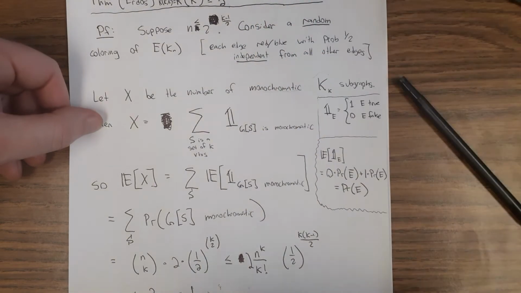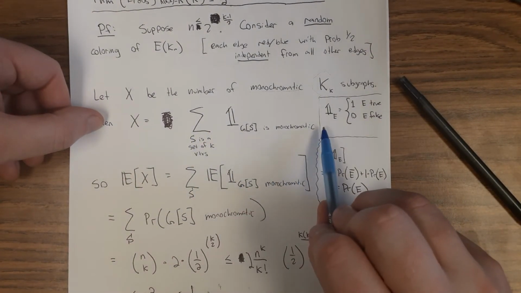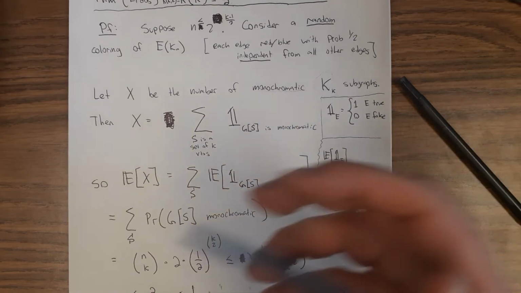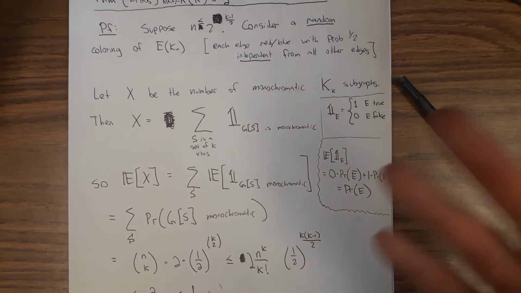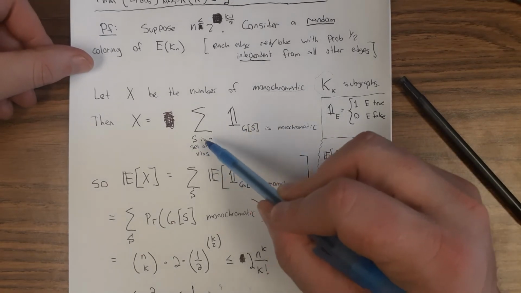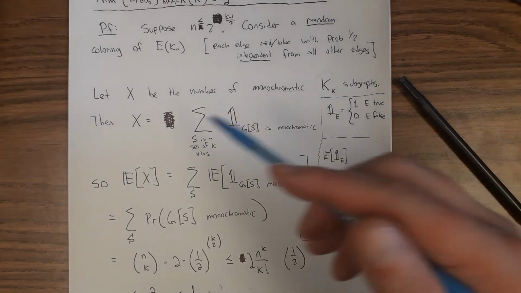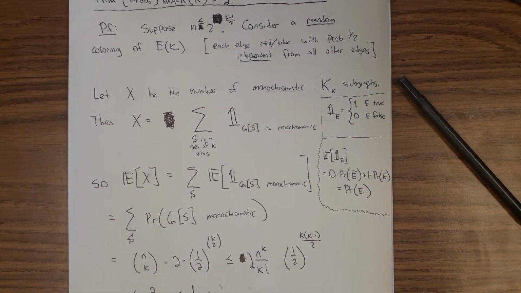And if you think about it, you don't even really need to think about it. If you add all of this up, you're going to have a bunch of zeros plus a bunch of 1s. How many 1s do you have? The number of 1s you have is the number of monochromatic sets, and that's what we were trying to count. So, of course, X is this. And writing it this way makes it easier to find the expectation of X.